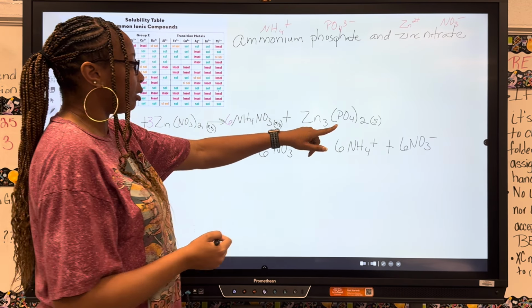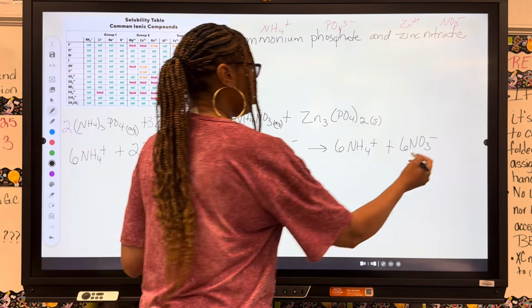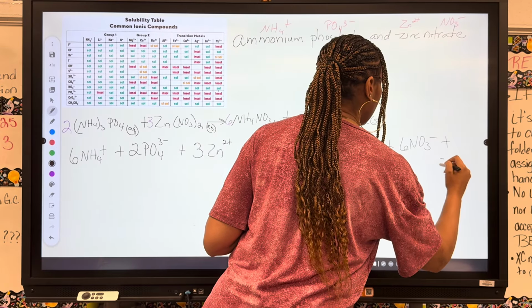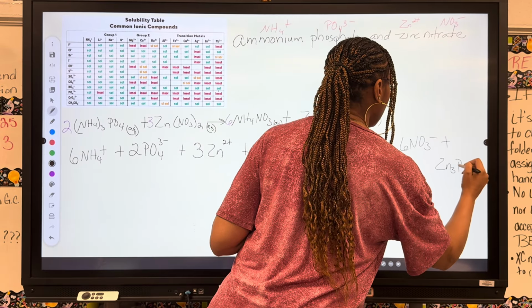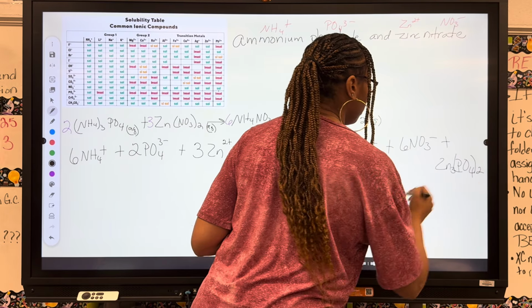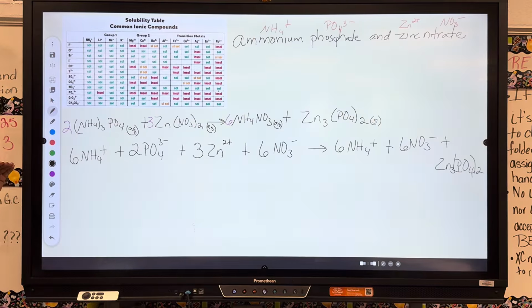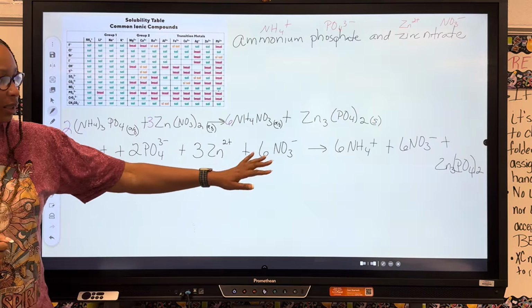But look, this is a solid, so I can't break that up into the individual ions for that zinc phosphate. I'm just going to have to put the zinc phosphate, so here I have plus Zn3(PO4)2. Now, this is what we call a complete ionic equation, because I have all of the ions.